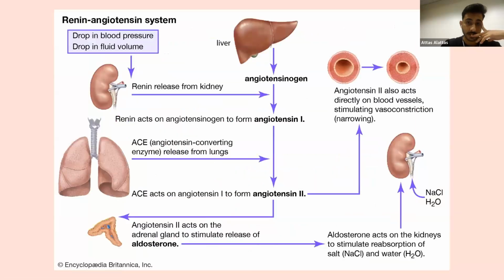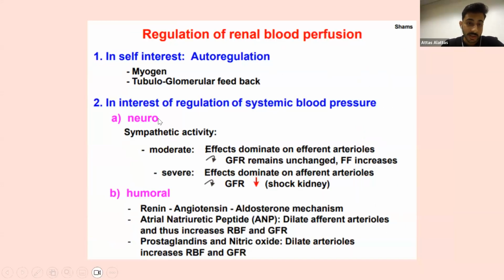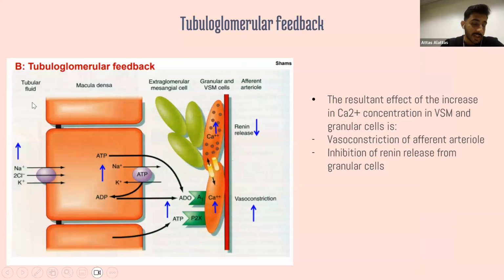Okay, the last topic is the renin-angiotensin system. It gets activated if you have a drop in blood pressure and a drop in the fluid volume. Let me go back to this slide. The way to understand it is that an increase in GFR will cause decreased renin release, so the opposite is true. If there is a decrease in the GFR, less sodium will be there, and there will be more renin release.